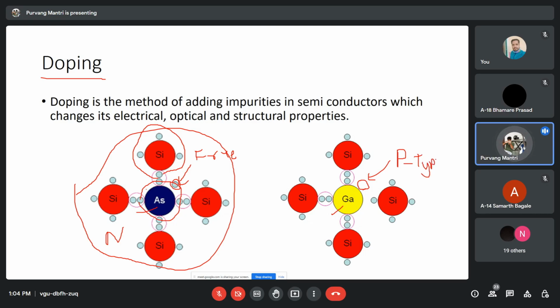This hole will attract electrons from other parts, which will allow the electricity to flow through it. So by adding impurities, semiconductors will actually become conductors. I hope you are clear with the method of doping.